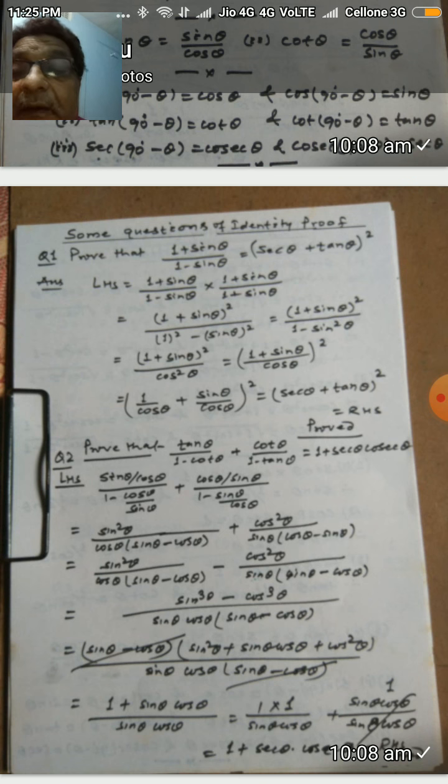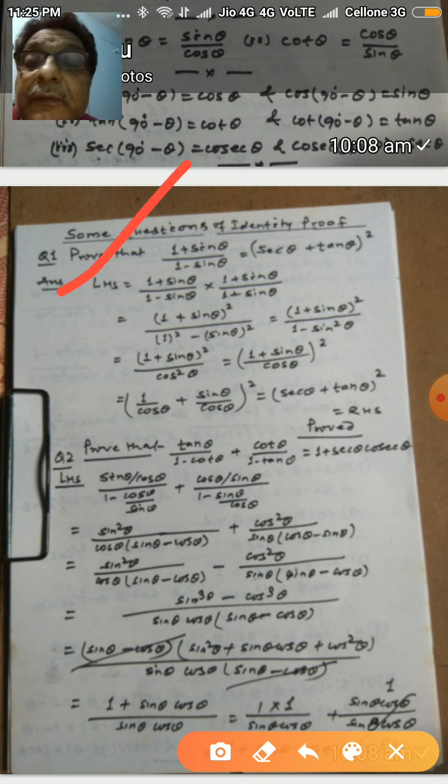These questions are given in the NCERT book also. So first is to prove that (1 plus sin theta) by (1 minus sin theta) is equal to (sec theta plus tan theta) whole square.